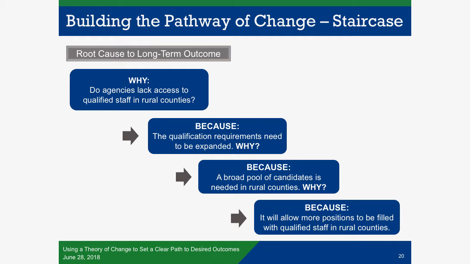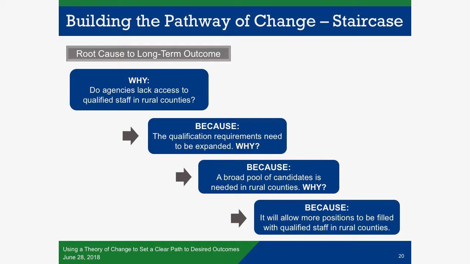So as I mentioned at the beginning of the presentation, we do want to provide you with a few different methods for developing a theory of change. The core elements of a theory of change are the root causes of the problem, the long-term outcome, and the causal links or pathway from problem to outcome. If you have a simple theory of change with one root cause, a simple method to use is the staircase.